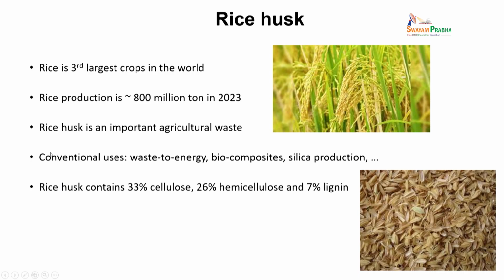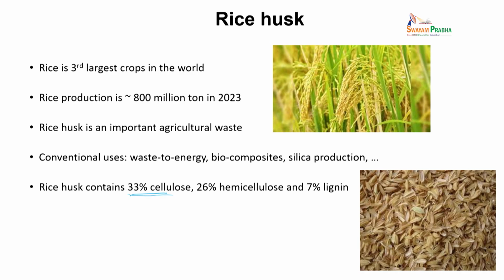And if you look at the chemical composition of rice husk, roughly about 33% is cellulose, 26% is hemicellulose, and there is about 7% lignin. What would you say about the amount of cellulose present in the rice versus sugarcane bagasse? Where is it more? Sugarcane bagasse had more, I think about 40 or 43% roughly. Okay, the next highest is in rice husk.